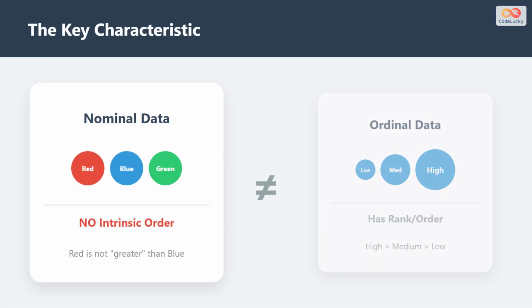The most important thing to remember is that nominal data has no intrinsic order or rank. For example, red is not greater than blue, and blue is not greater than green. They are just different. This is different from ordinal data, like low, medium, and high, which does have a clear rank.